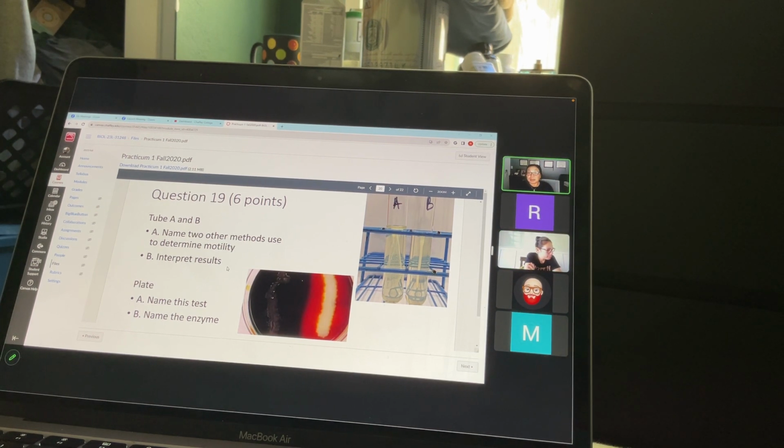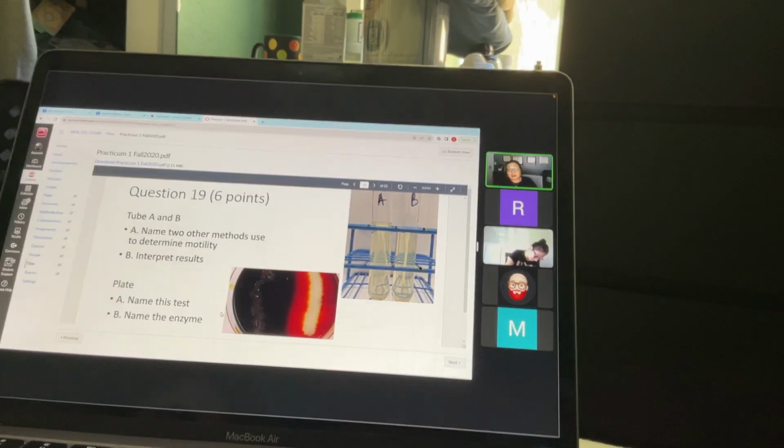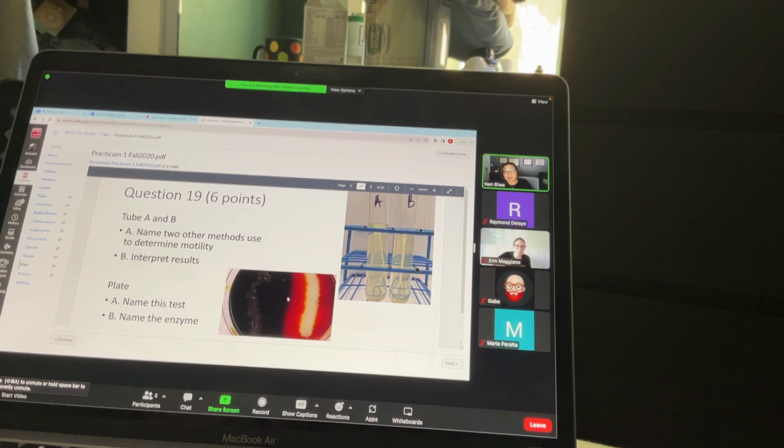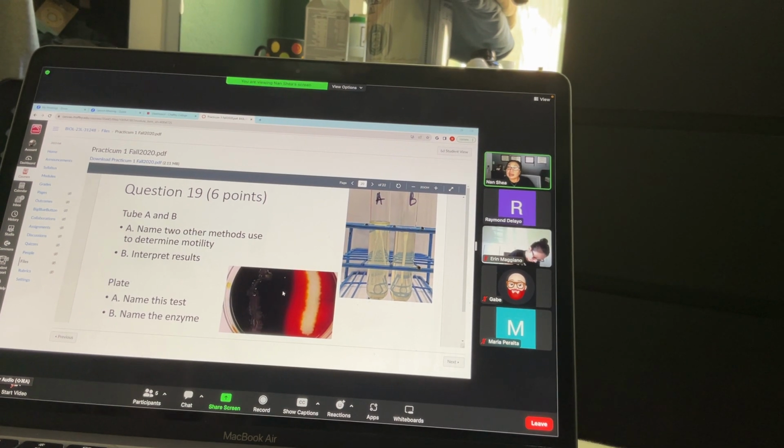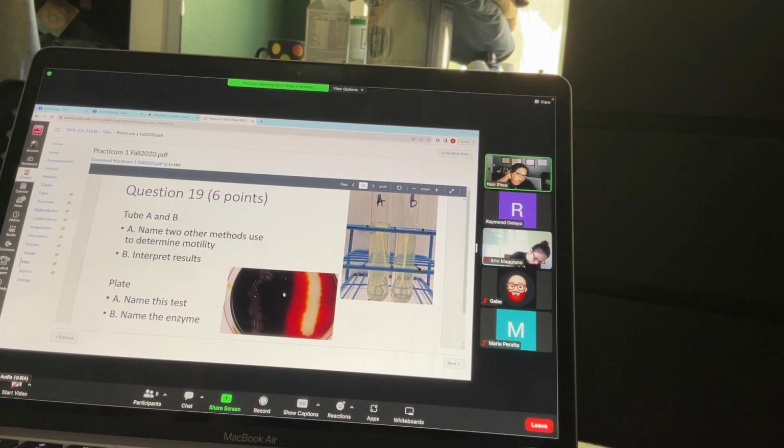Excellent. Very good. Now, on the plate, they added something. Name this test. Anybody know the name of this test? This is a starch hydrolysis. Very good. Why do you say that it's a starch hydrolysis?